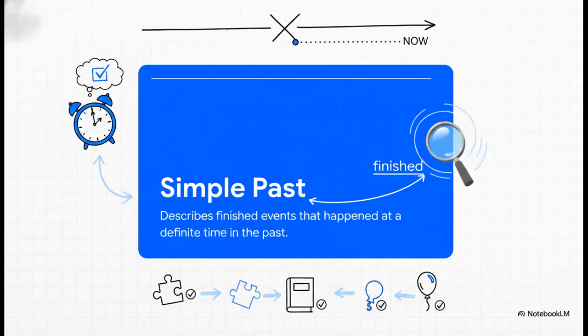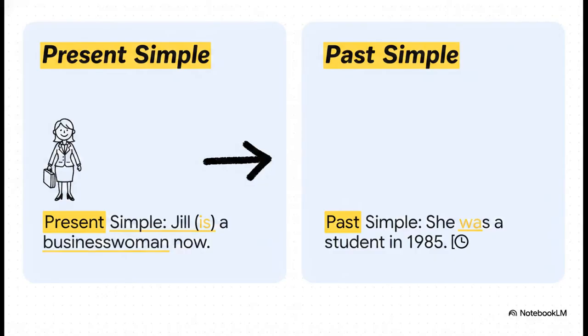To really understand the past tense, we first have to recognize that we're talking about a closed chapter. As you can see, the simple past describes finished events that happened at a definite time in the past, or the state of things at a particular point in time. The absolute key word I want you to remember here is finished. If an action happened and is totally over and done with, boom, it belongs right here in the simple past tense.